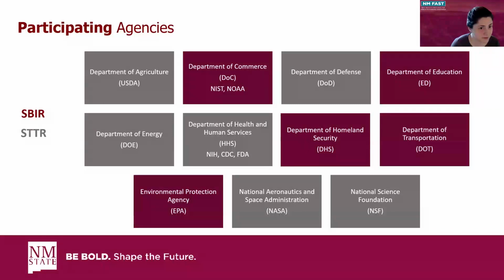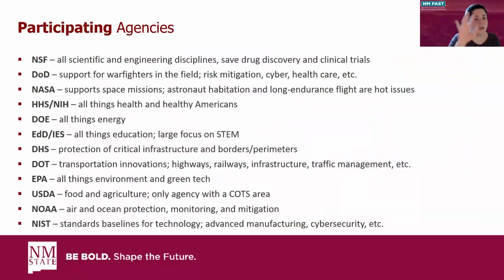A great example of this transition is with the USDA, or the United States Department of Agriculture. They were an SBIR agency for a very long time. Their extramural budget exceeded $1 billion, and they transitioned over to an STTR and an SBIR agency in recent years. And all of these agencies have many different opportunities.